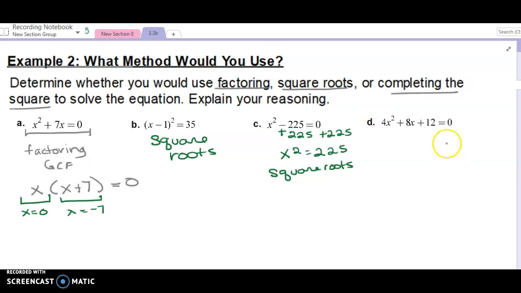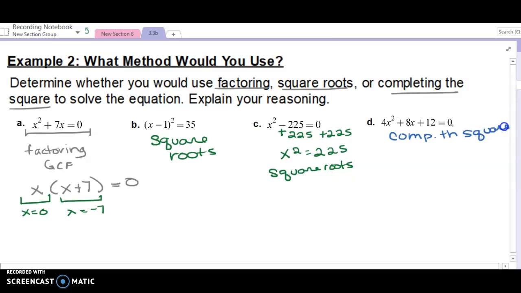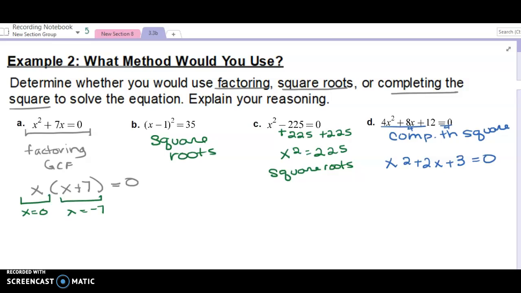Okay, now this one, since I have my A and B and my C, it's going to be a little more complicated. So of what's listed up here, does factoring work? No, this one doesn't factor. Okay, so we would use completing the square. But remember, before we do that, we would want to make our A value 1, so we could divide the whole thing by 4, left and right, to just get x squared plus 2x plus 3 equals 0, and go from there.